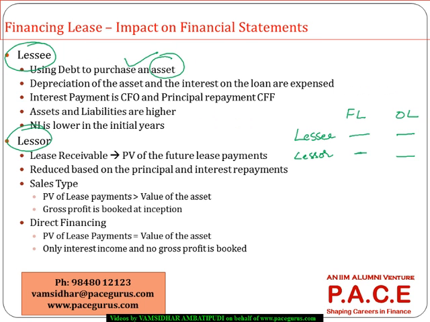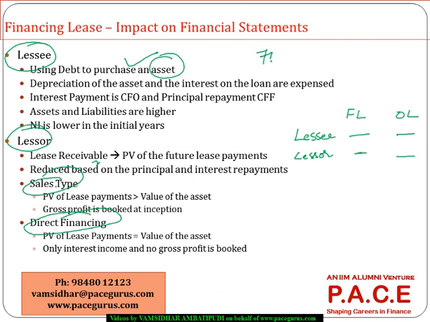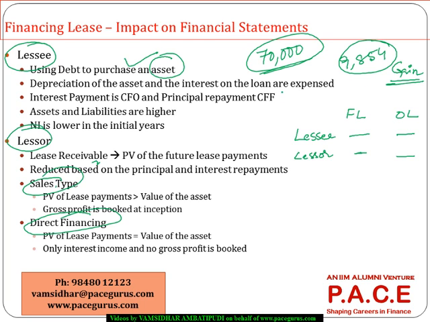actually we have a few more things to consider. Is the lessor going for a sales type lease or a direct financing lease? Especially when we see, okay, here we have seen that the present value of the lease payments is 79,854. Now, if the actual value of the asset from a lessor standpoint is only 70,000, right? If the value of the asset is only 70,000 from the lessor standpoint, then the entire 9,854 is booked as a gain in the first year itself. This is called a sales type lease.